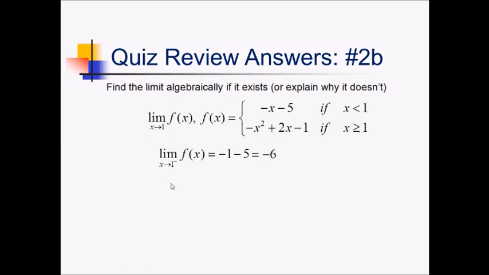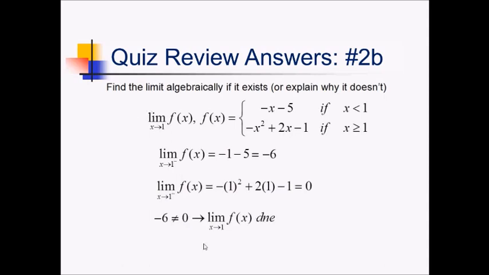For the right side limit, we're now just going to plug 1, the border value here, into this second function. So that's -1 squared plus 2 minus 1. Well, we've got two -1s and a positive 2, so that adds up to 0. 0 and -6 are not the same thing. Left and right do not agree. Therefore, the limit as x approaches 1 does not exist.